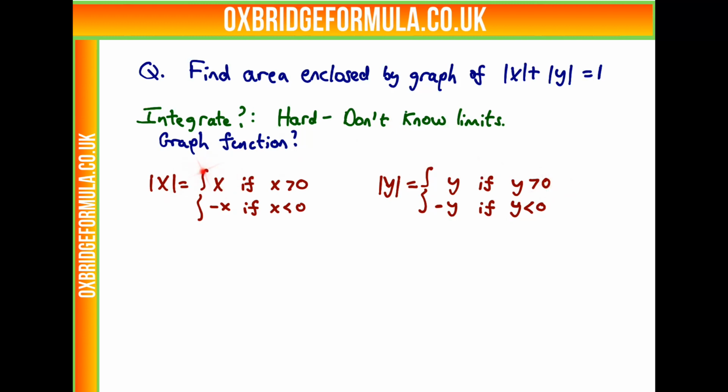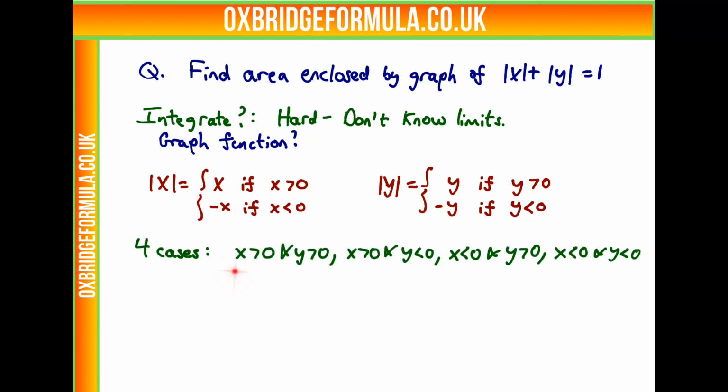So in this case, for mod x we had two cases, and for mod y we also had two cases. So now when we add these two together, we have four combinations, these two multiplied by these two. This gives us x bigger than 0 and y bigger than 0, which gives x plus y. And similarly, x bigger than 0, y less than 0, x negative and y positive, and finally x negative and y also negative. I'll label these four cases 1, 2, 3 and 4.